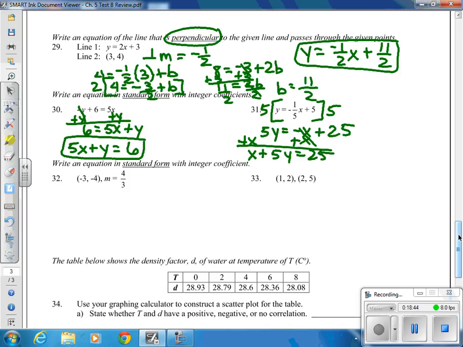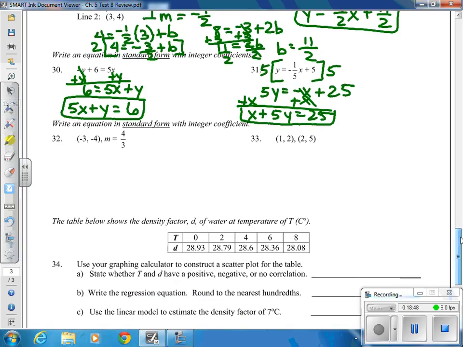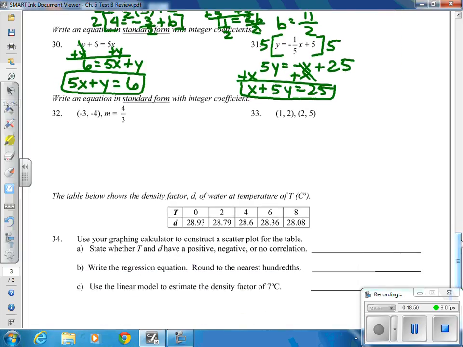Okay. For 32 and 33, you're still using standard form, but this time you are given some information, not just equations already written. So you have to write the equation in a certain form and then go from there to standard. All right, because I have a point and a slope, I'm going to use point slope form on this one and see if I can get to the equation a little faster. If you want to find the b, you can certainly do that. Right, but I am going to use point slope. So it comes out y plus 4 equals 4/3 times x plus 3.